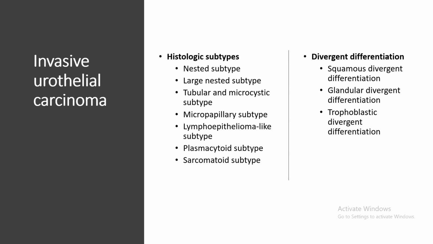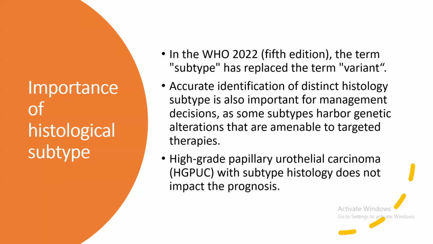In bladder cancer, these are the various histological subtypes: nested subtype, large nested subtype, tubular and microcystic subtype, then micropapillary, lymphoepithelioma-like subtype, then plasmacytoid and sarcomatoid subtype. We will see these entities one by one. Then there are certain divergent differentiations which we can see in bladder cancer, like squamous, glandular and trophoblastic divergent differentiation, though they do not have any prognostic significance as such. This is taken from WHO 2022, where these updates have been mentioned about the terms variant and subtype.